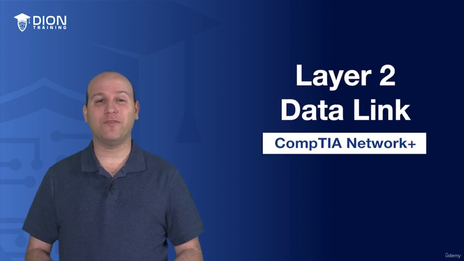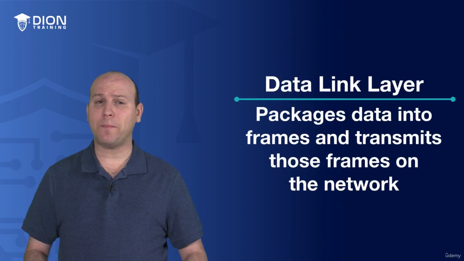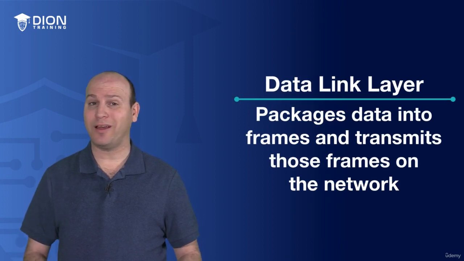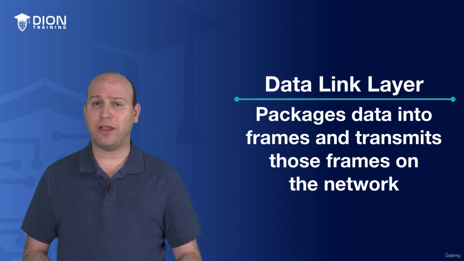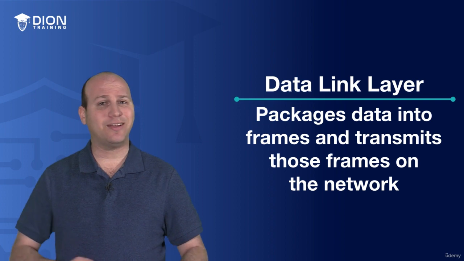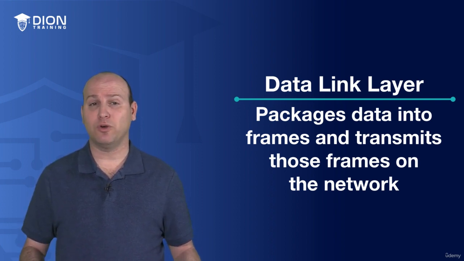Welcome to Layer 2 of the OSI model, the data link layer. In the data link layer, we're going to package up the bits we got from Layer 1 and put those into frames, and then we're going to take those frames and transmit them throughout the network while performing some error detection, correction, identifying unique network devices using MAC addresses, and we're going to provide some flow control.